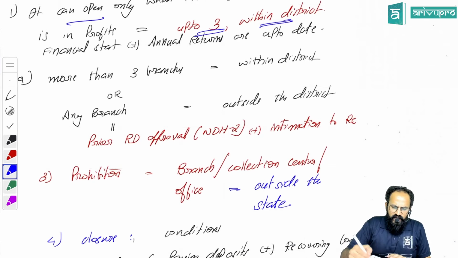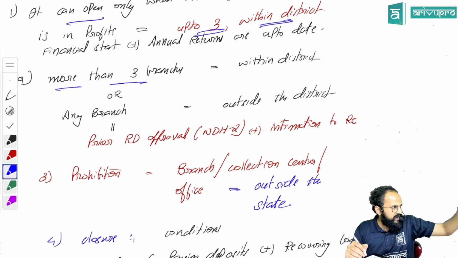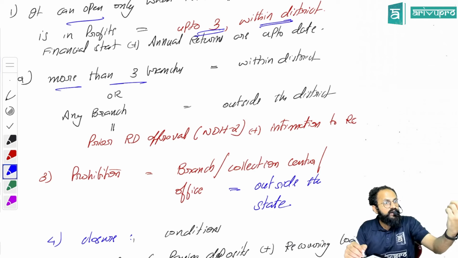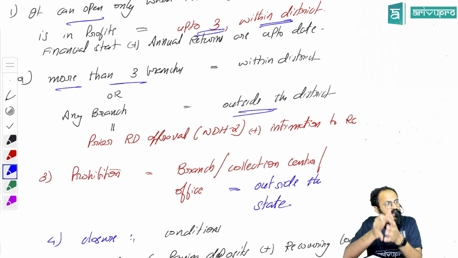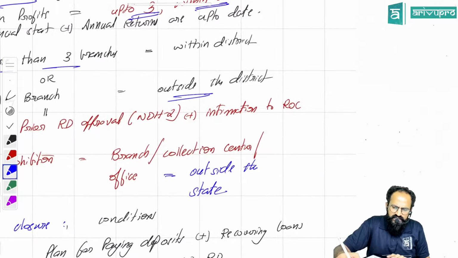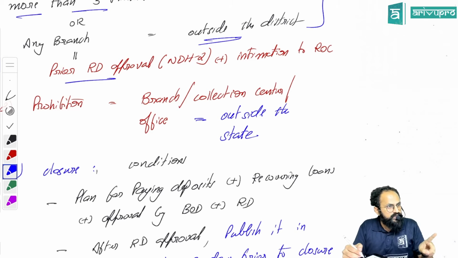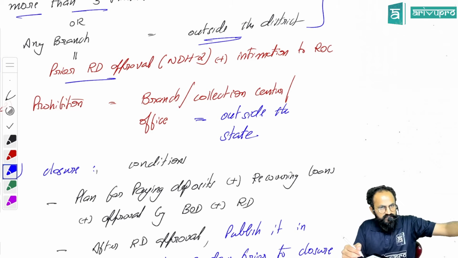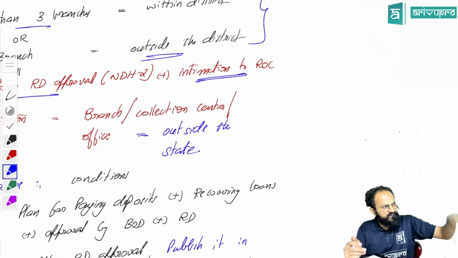Sir, if I want to establish more than 3 branches within Bangalore, the maximum allowed is 3. If I want to establish a 4th one, or even 1 branch beyond my district, then for both conditions you need to take prior RD approval in form NDH2 saying that I want to set up a branch beyond my district. The second thing is you need to intimate the ROC. Upon this intimation and the approval you got from the RD, you can set up a branch beyond your district, or a 4th branch within the district.